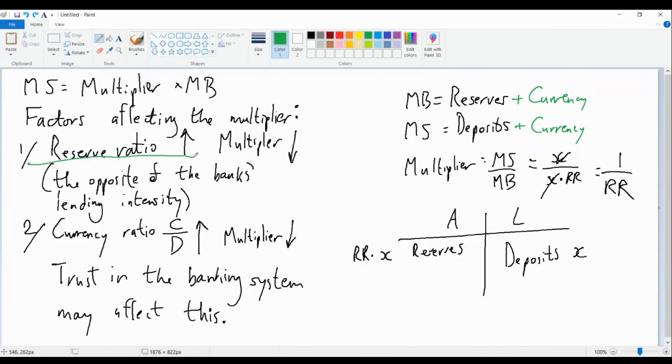The key points are to remember what the factors are that affect the multiplier, which the Fed needs to take into account when deciding how much monetary base it's going to make. As we saw in the case of the Depression, the multiplier collapsed due to both of these factors, which led the money supply to decrease, leading to deflation.